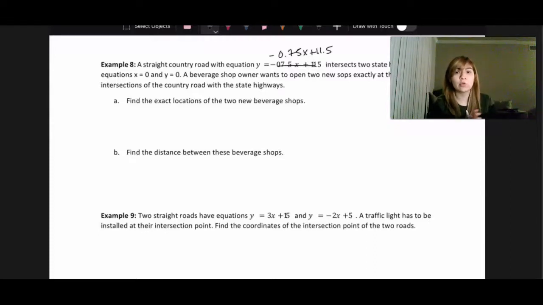A beverage shop owner wants to open two new shops exactly at the intersections of the country road and the state highways. So he wants to plant some shops at the y-intercept and the x-intercept. So we have to find the exact locations of the two beverage shops. So you need to find the x and y-intercepts. First off, to find x-intercepts, remember this means y is always 0. So I'm going to take my equation, except I'm going to make y equal 0.